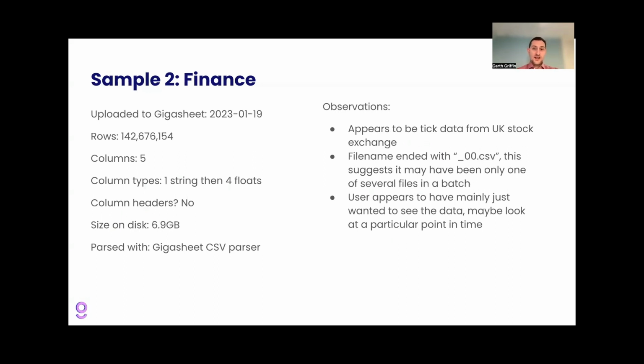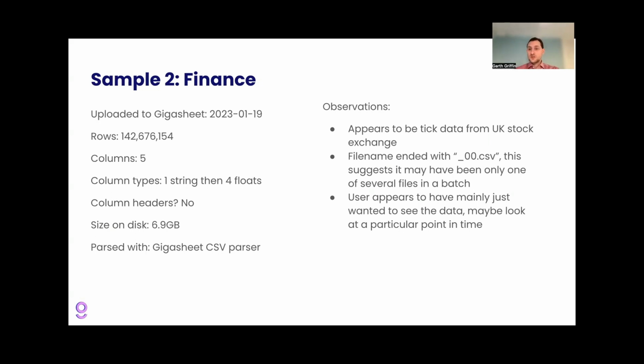Our second example, financial data. This was uploaded in January with 142 million rows and 5 columns. A quick look at this data shows that it is this very standard tick data format where you have a company ticker symbol in the leftmost column, and then the open, high, low, close price as floats in the other 4 columns. And the file name ended with _00, so it could have actually just been one of several in a batch. But anyway, this definitely looks like tick data from financial markets. It looks like from the UK.